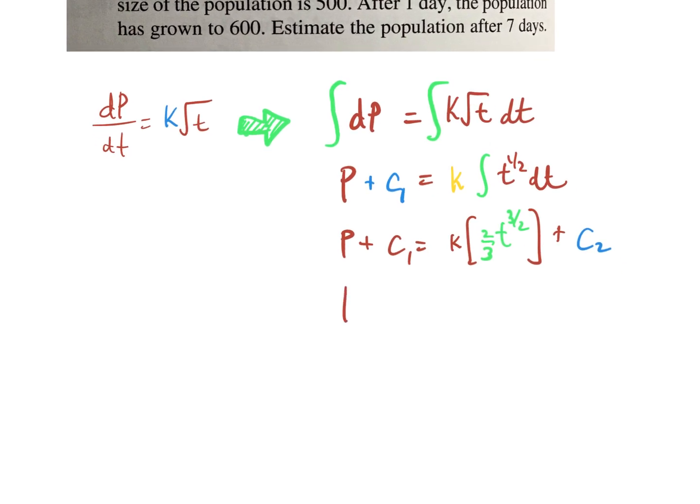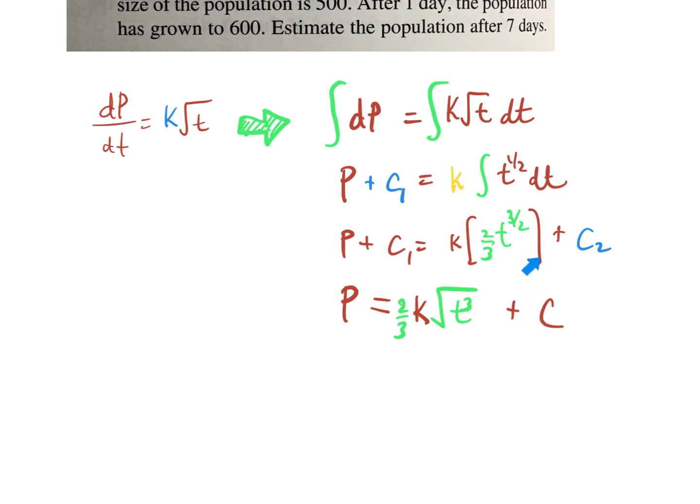All right, let's solve for the variable P. We'll subtract constant 1 from constant 2. We'll just say that it's some other constant. We'll just call it c. So P is equal to k times 2/3 of t to the 3/2. So k times 2/3 of t to the 3/2 plus some constant.